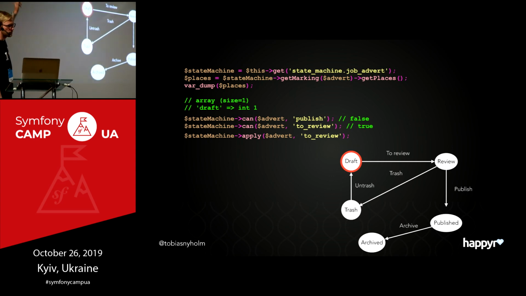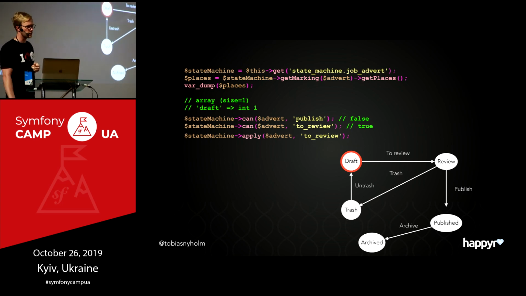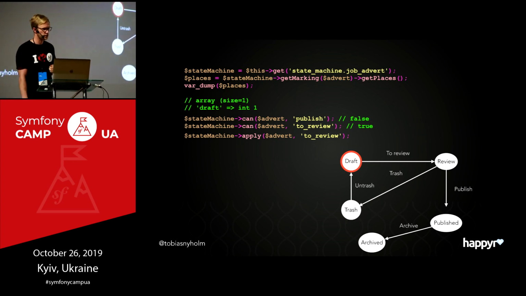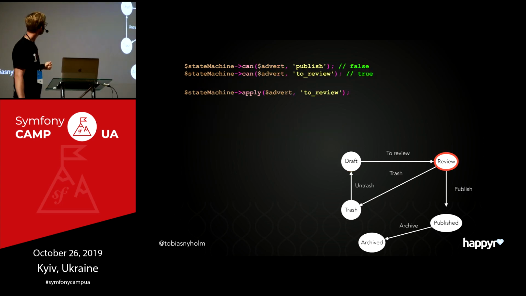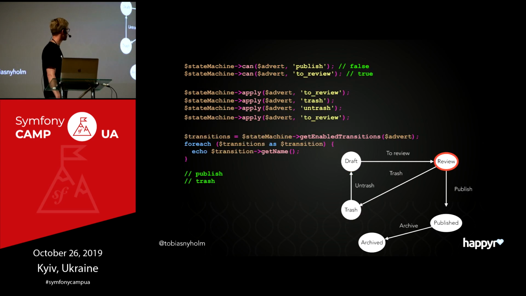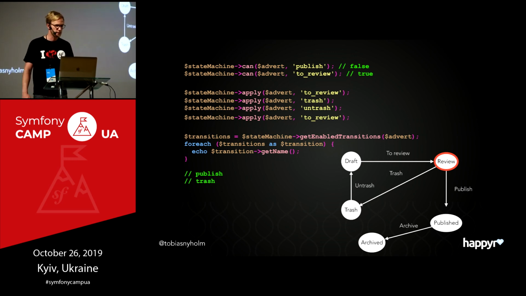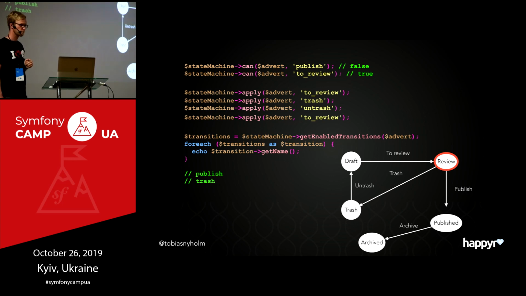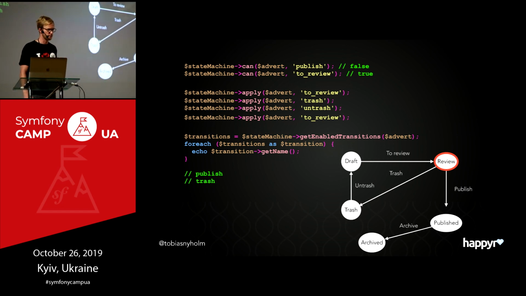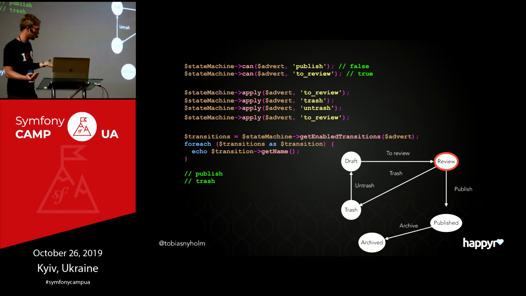And this outputs you're in draft, and then I can do can publish, and I will get false. Then I can do can to review, then I get true, and then actually apply to review. And here I can trash and untrash and go to review again. And then I can ask, what are my current valid transitions? And the state machine says, oh, you can do publish and trash. The workflow component is not much more complicated than this, which is a great thing. I like the workflow component because it's so small.